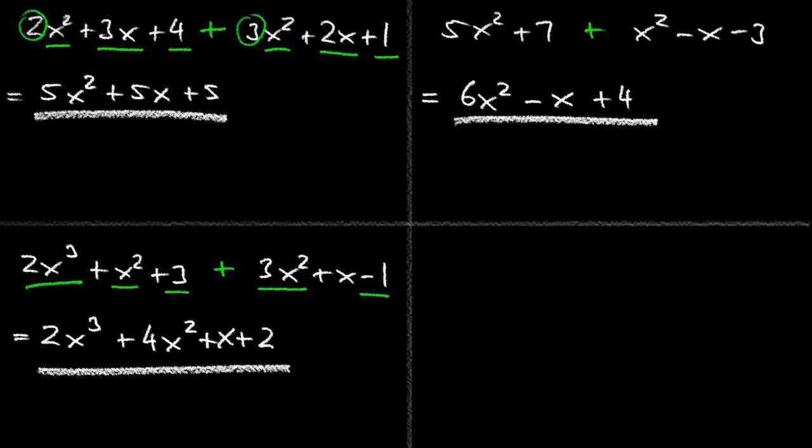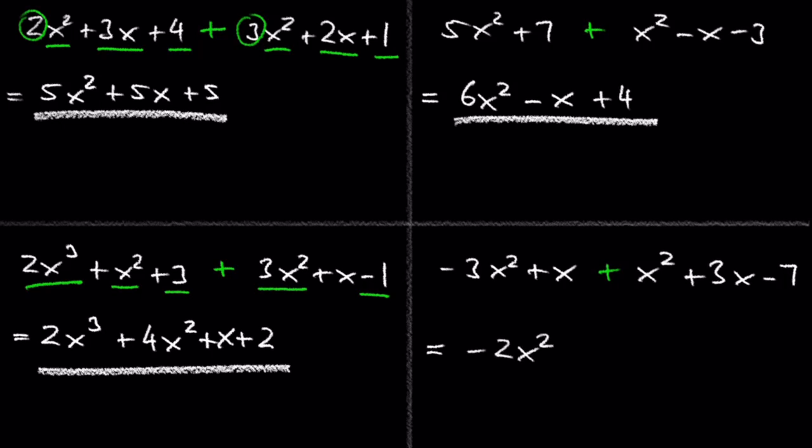Let's solve the last example where we add polynomials. Negative 3x squared plus x, and x squared plus 3x minus 7. Negative 3x squared plus x squared is negative 2x squared. x plus 3x is 4x. And we keep the negative 7.